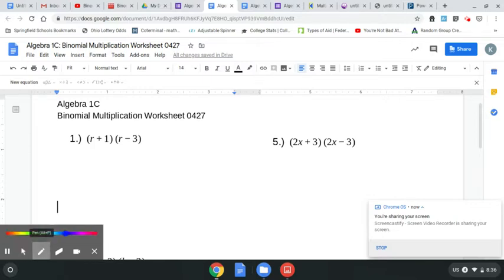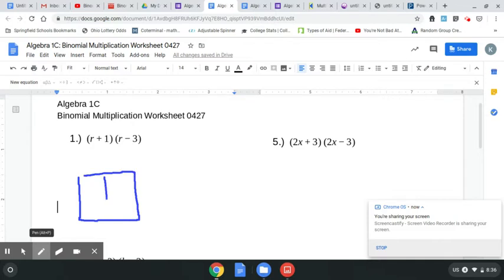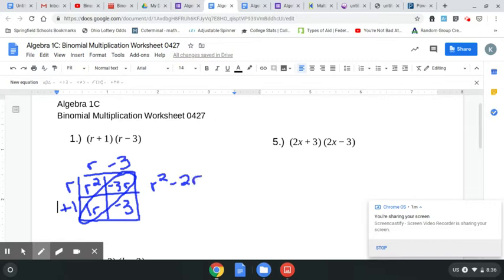All right, number one, r plus 1 times r minus 3. So I draw my box over here off to the side. 2 by 2, I've got r, I've got positive 1, I've got r, negative 3. I multiply down and across here. R times r is r squared. 1 times r is 1r. I don't need that there, but it's okay if I put it. R times negative 3 is negative 3r, and 1 times negative 3 is negative 3. Clean this up. R squared does not have a like term. 1r minus 3r is negative 2r, and negative 3 does not have a like term. So final answer, r squared minus 2r minus 3.